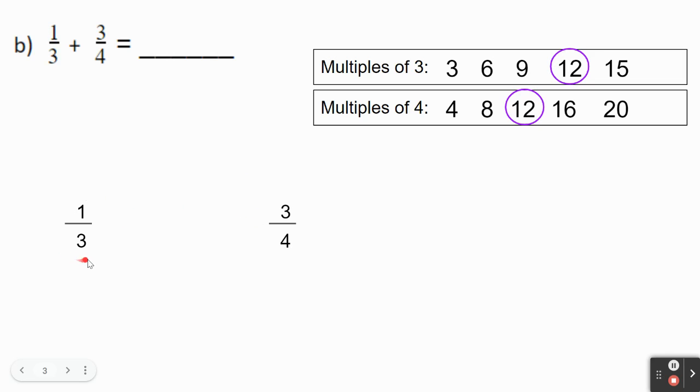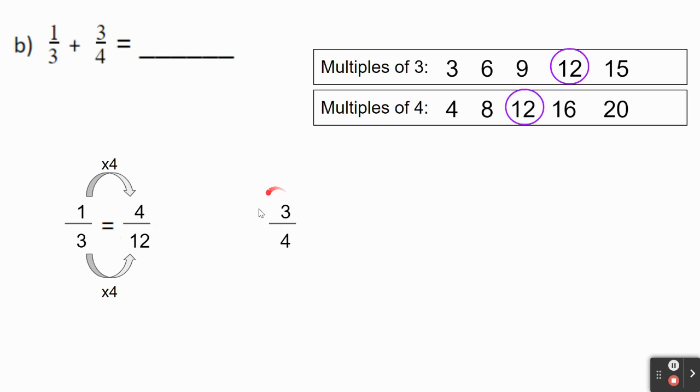Let's start with 1/3. We know the equivalent fraction that we're going to create is going to have a denominator of 12. So let's ask ourselves, what can we multiply by 3 to get to 12? Well, 3 times 4 equals 12. So since we're multiplying by 4 on the bottom, we're going to multiply by 4 on the top. 1 times 4 equals 4. So 1/3 is an equivalent fraction to 4/12.